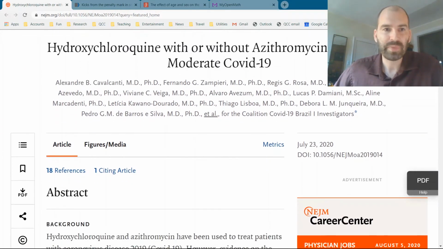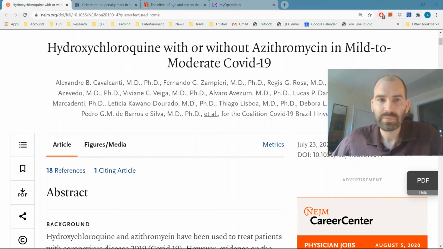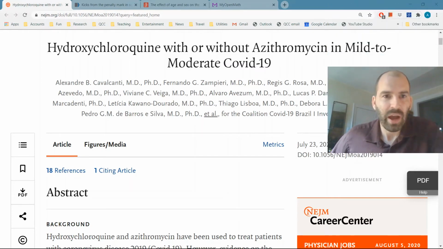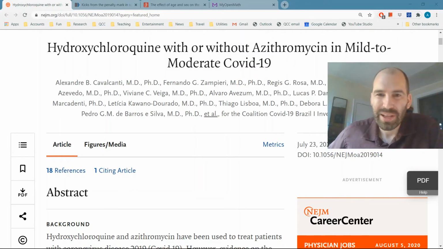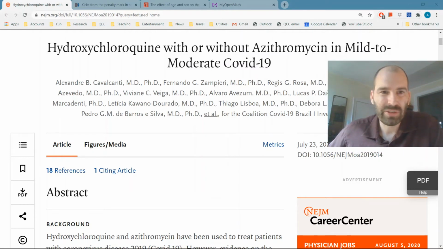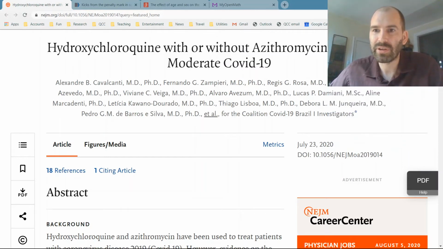So this first one is, hopefully I can pronounce these here, Hydroxychloroquine with or without azithromycin in mild to moderate COVID-19. Yes, got it. So you may have heard of hydroxychloroquine. Some people have been talking about how it might be a potential treatment for COVID-19, right? And so this study was testing it along with some other drug there.